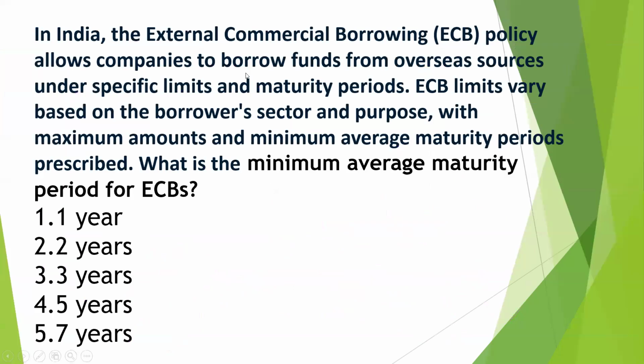Now, next question. In India, the external commercial borrowing policy allows companies to borrow funds from overseas sources under specific limits and maturity period. ECB limits vary based on the borrower sector and purpose, with a maximum amount and minimum average maturity period prescribed. So what is the minimum average maturity period for ECB? Friends, you have to tell what the minimum average maturity period of ECB is.